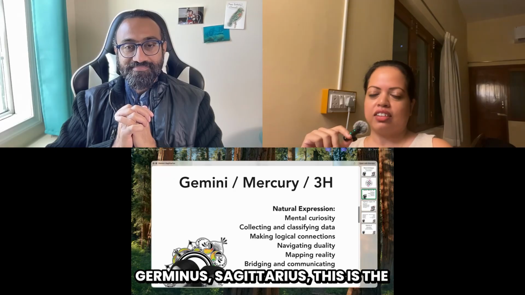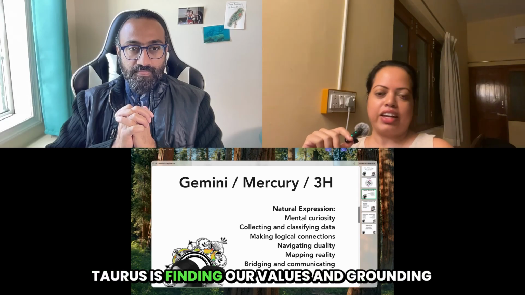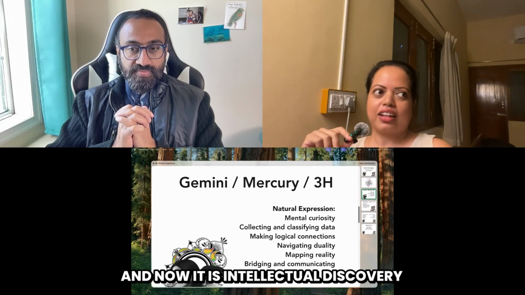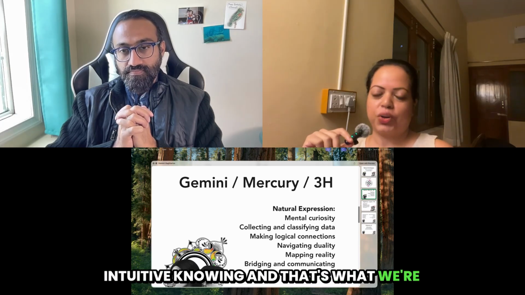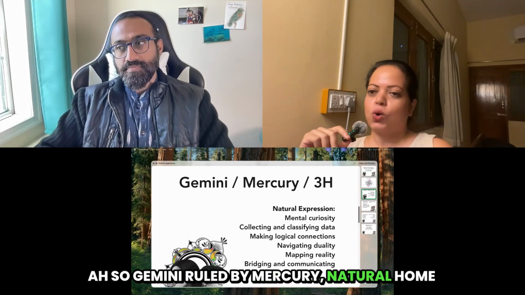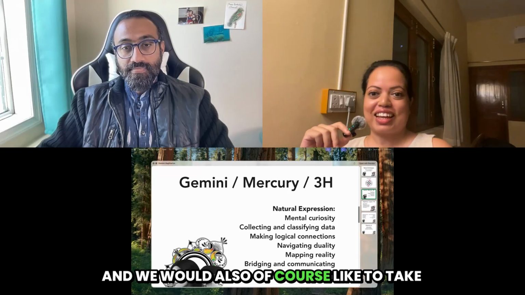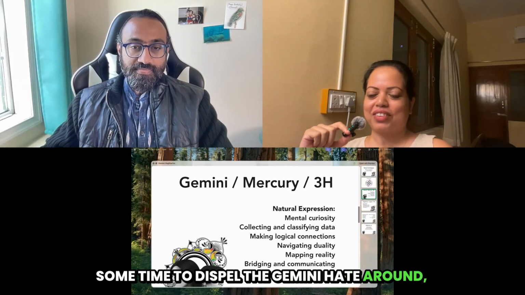Gemini, Sagittarius, this is the intellectual axis of the soul. Aries is the spark of discovery. Taurus is finding our values and grounding ourselves in them. And now it is intellectual discovery through both data analysis and intuitive knowing. And that's what we're going to discuss today. So, Gemini, ruled by Mercury, natural home is the third house.